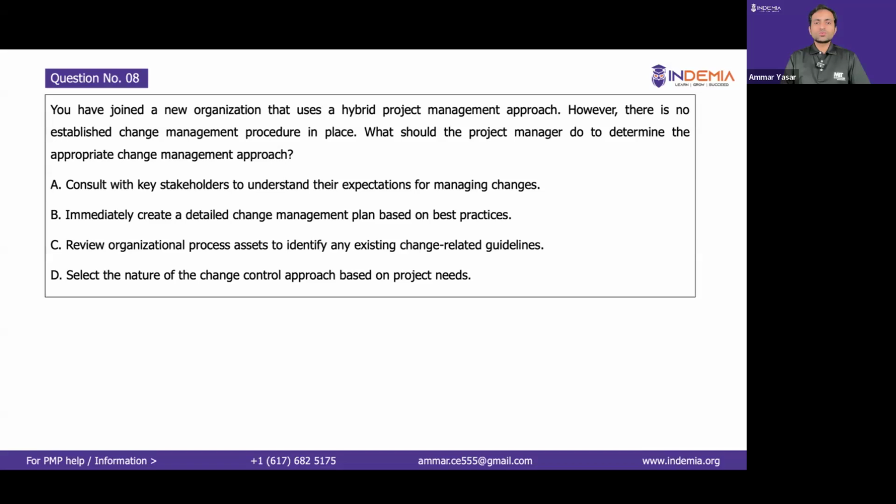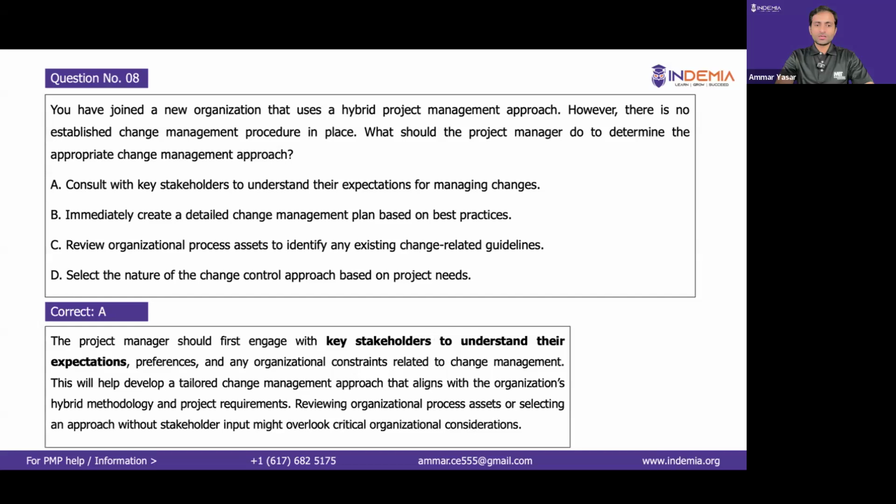However, first we need to understand stakeholders' priorities, stakeholders' needs, and their expectations. So we will be talking to them and collaboratively, we will be coming up with the right change management procedure for the organization. So correct option is option A, consult with the key stakeholders to understand their expectations, preferences, and any organizational constraints related to change management. This will help develop a tailored change management approach that aligns with the organization's hybrid methodology.